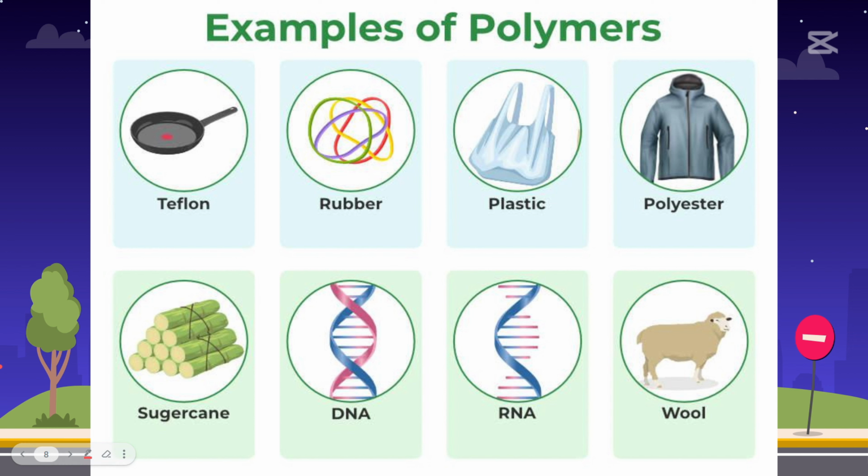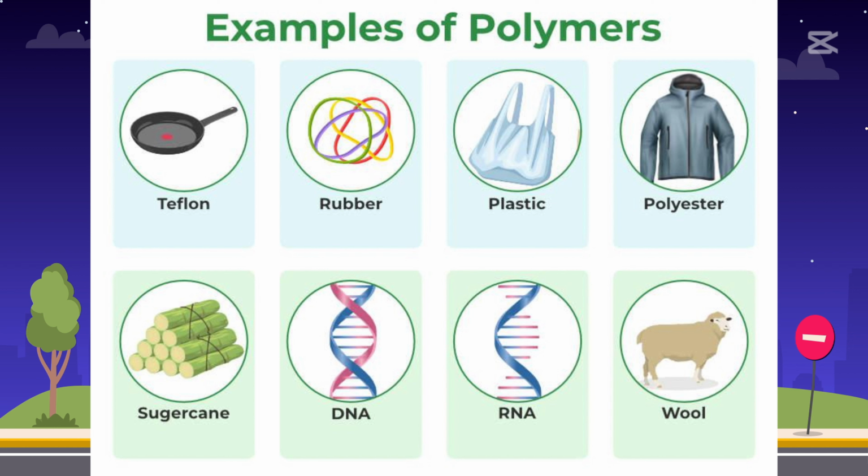Alright, now some examples of polymers. You have Teflon. Teflon is a good example. Some non-stick pans, that's Teflon, that's a polymer. Rubber is also a polymer. Plastics are polymers. The polyester jacket is made from a lot of different esters coming together to give you the polyester. There's also sugarcane. Sugarcane is an example of polymers.